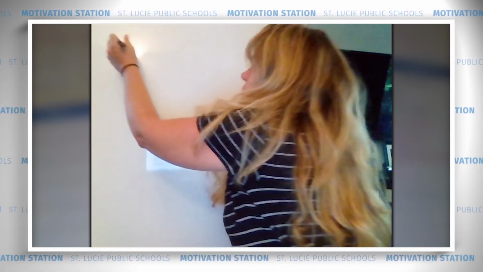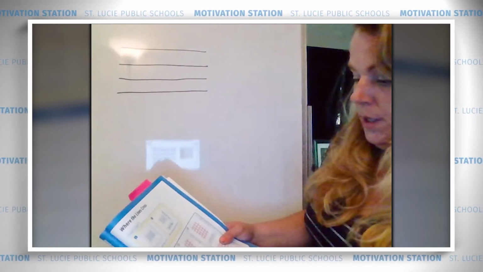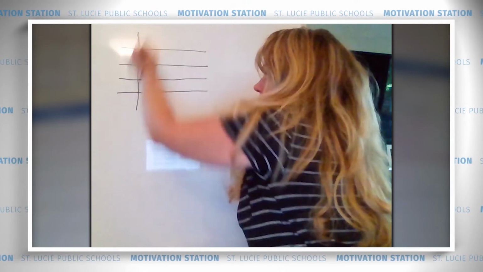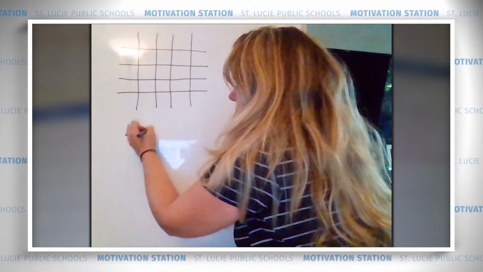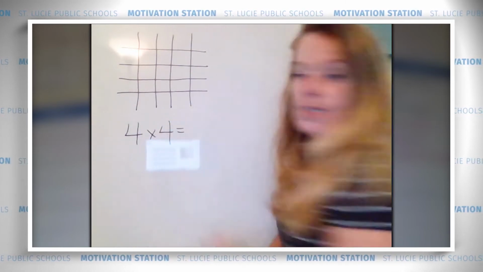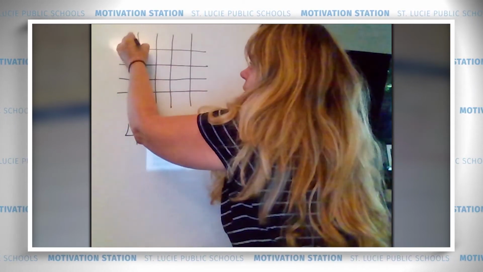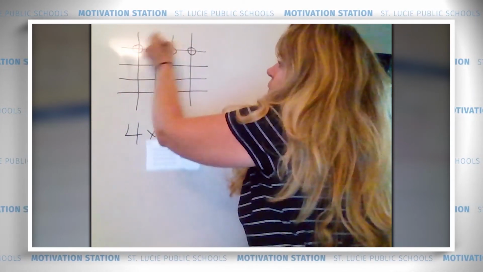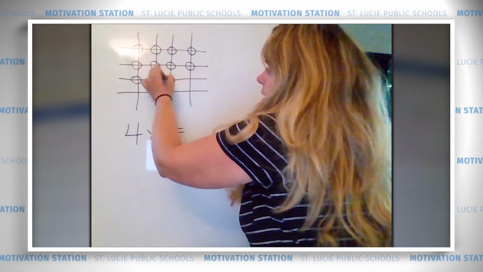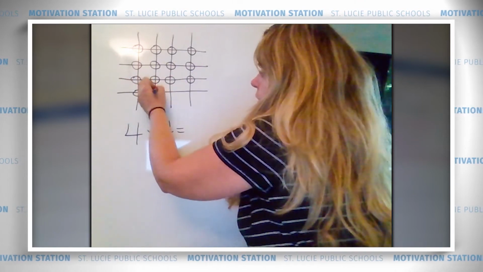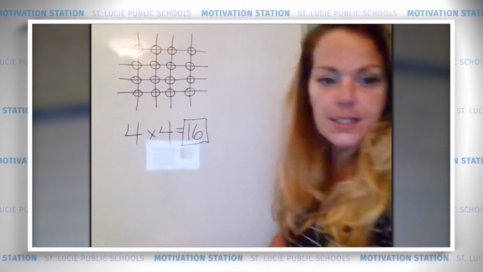So we have 4 rows with 4 columns. That is going to be 4 by 4 equals some unknown product. Remember, I'm going to circle every place they intersect or cross. 2, 3, 4, 5, 6, 7, 8, 9, 10, 11, 12, 13, 14, 15, 16. Got a product of 16.